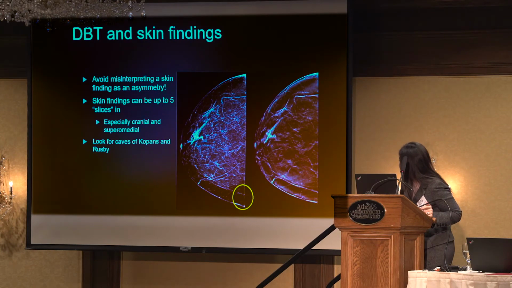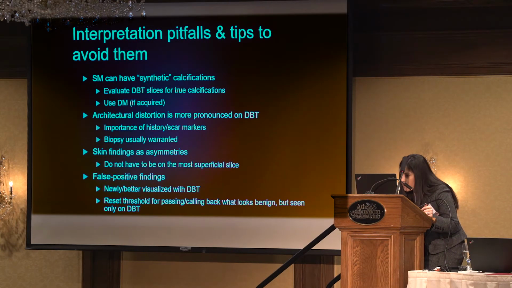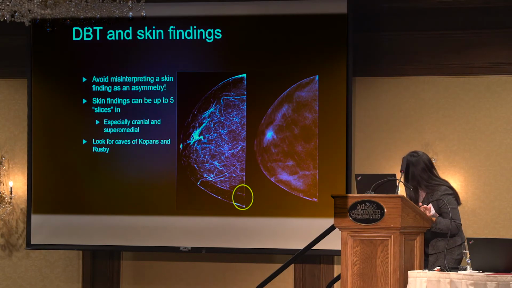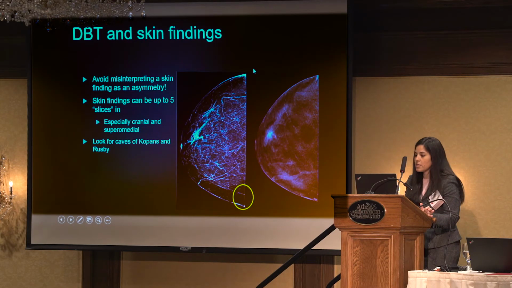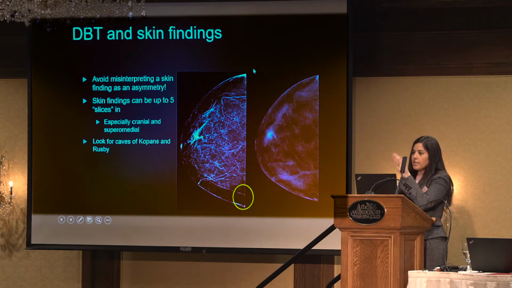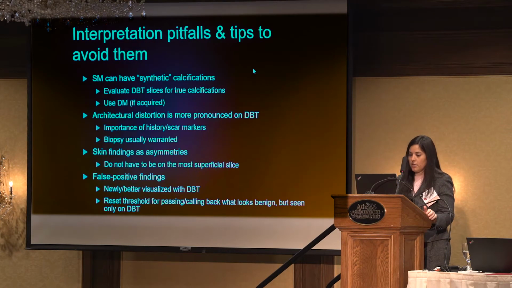So this is a pretty obvious skin finding in the medial right breast. These little black dots identify the skin surface. And when you see those, as long as the finding is there or more superficial, you know it's a skin finding, it's a BI-RADS 1.